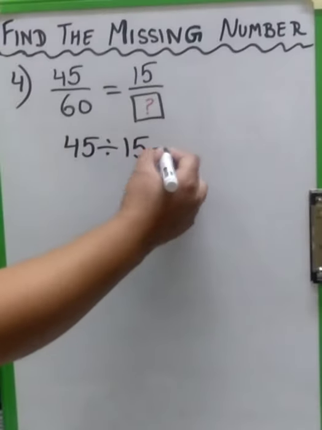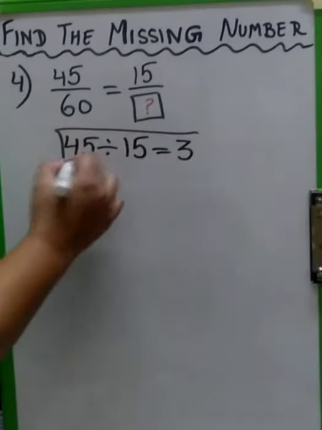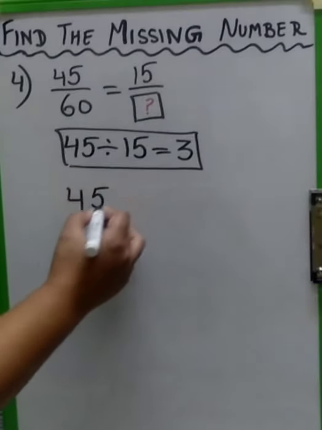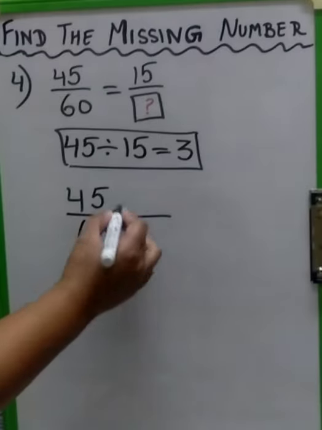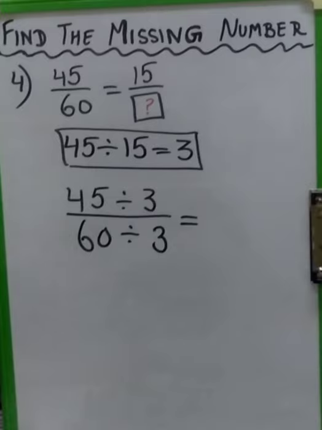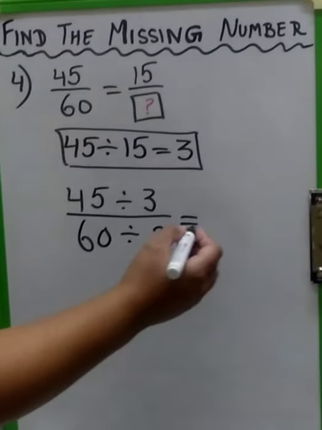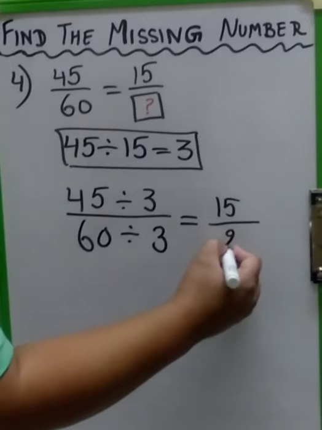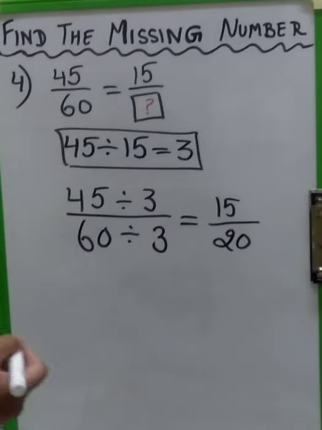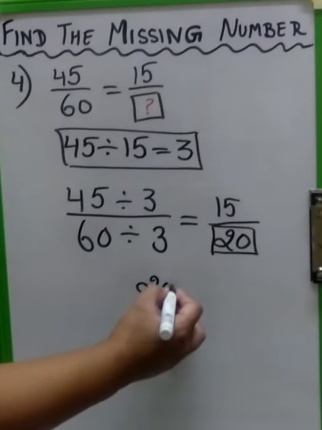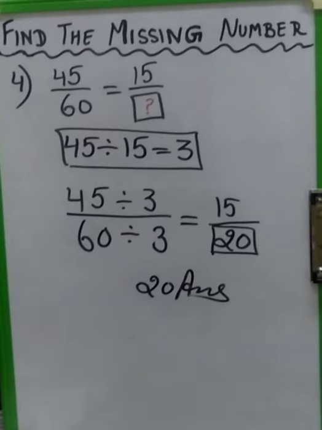So 45 divided by 15, we will get 3. So you will divide both numerator and denominator by 3. What will we get here now? 45 divided by 3 is 15 and 60 divided by 3 is 20. So again, what is the missing number we got here? The missing number is 20 here. Right. Let's see one more example.